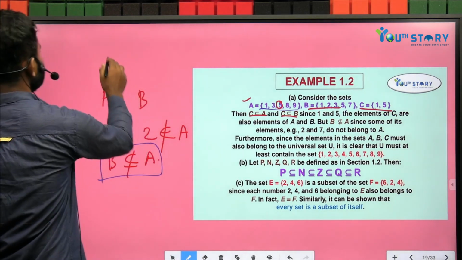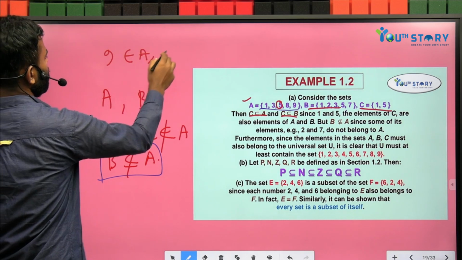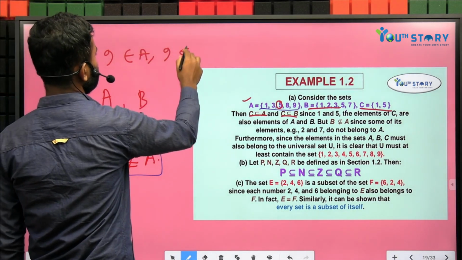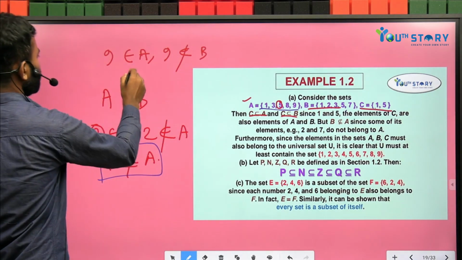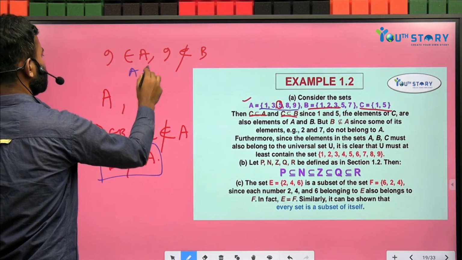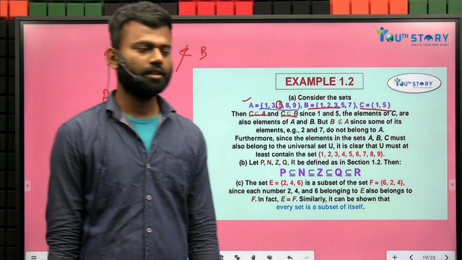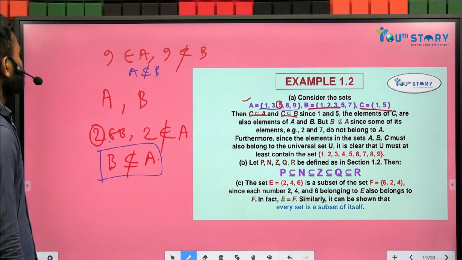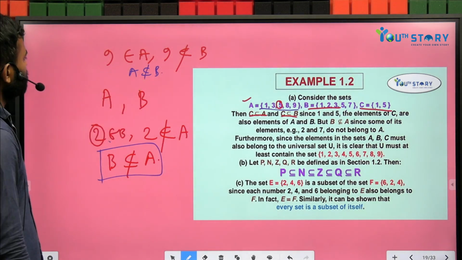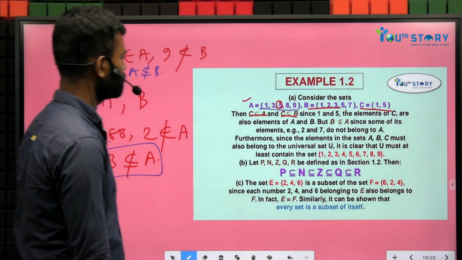Also 9. 9 is a member of A but not a member of B. So at least we have one element, namely 9, that A has element 9 but 9 is not a member of B.